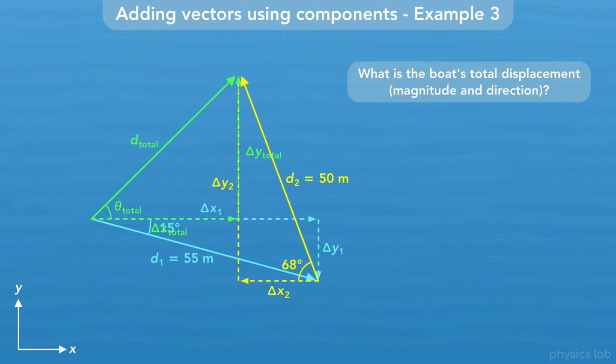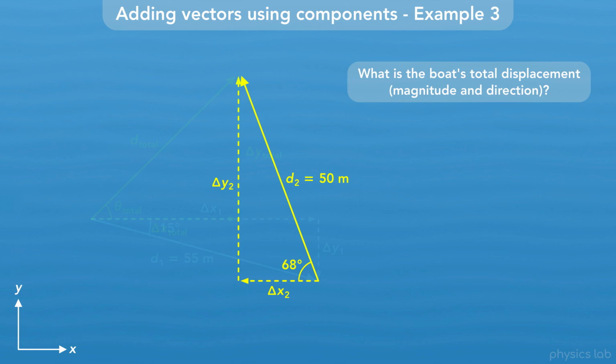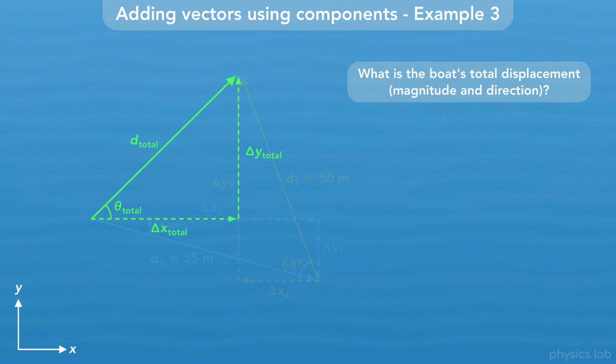There's a lot of stuff overlapping each other in this example, so we're not going to look at everything at once, and we should probably keep track of the numbers on the side. This might look confusing, but everything works the same as before. d1 has x and y components, d2 has x and y components, and d total has x and y components.